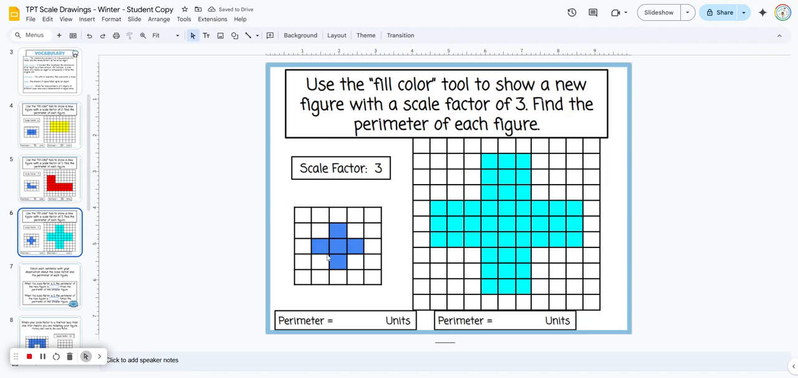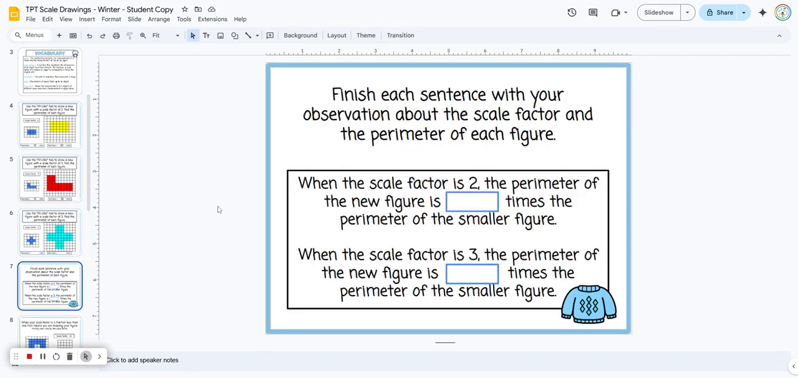Again, they're going to count the perimeter of the smaller figure and then see if they can predict what the perimeter of the larger figure is going to be. Now, slide 7 is just a recap. When the scale factor is 2, the perimeter of the new figure is 2 times the perimeter of the smaller figure. They're just going to type that in.